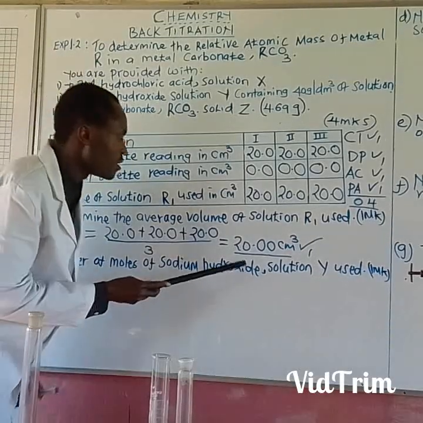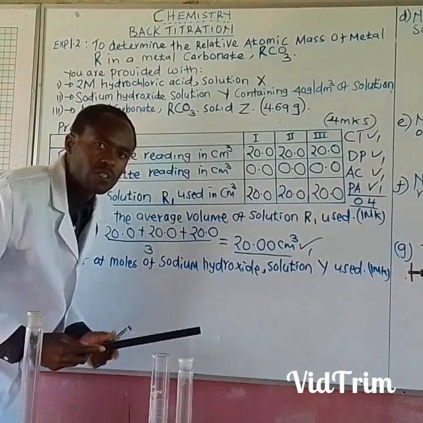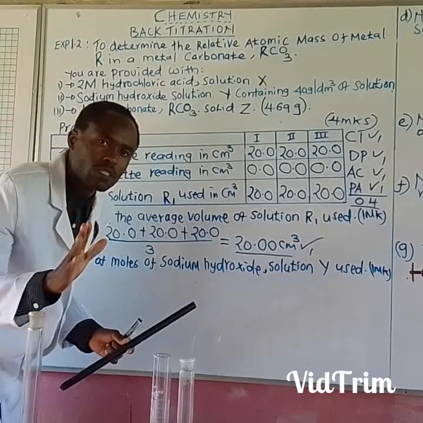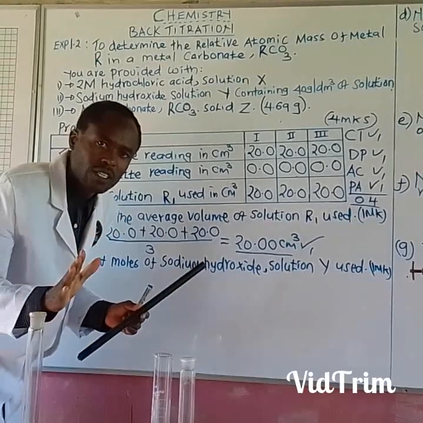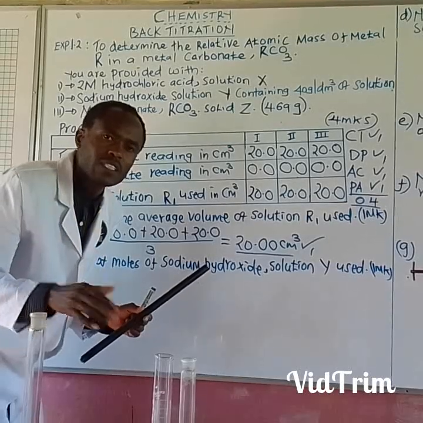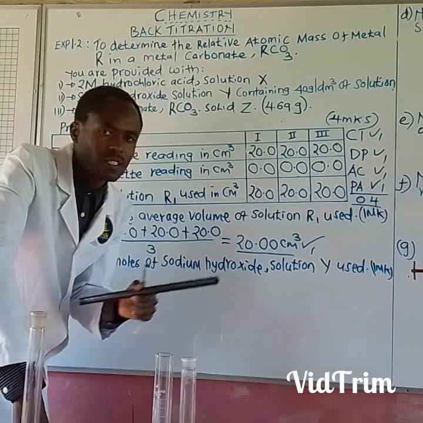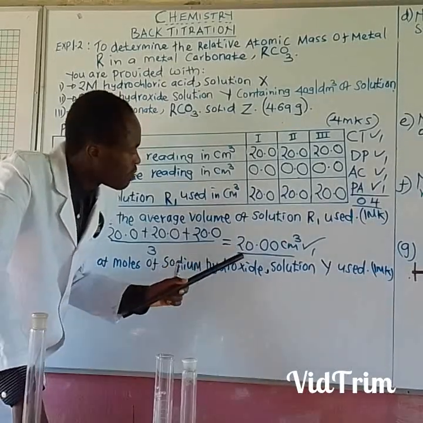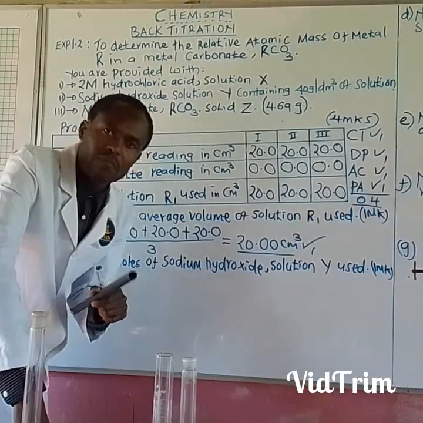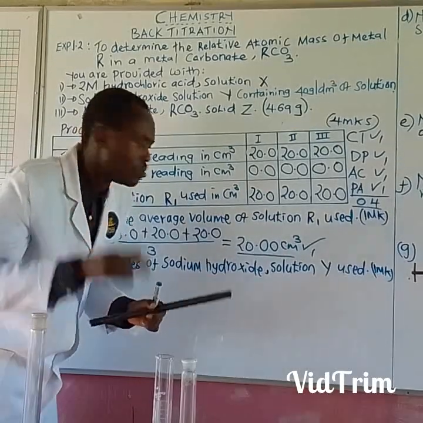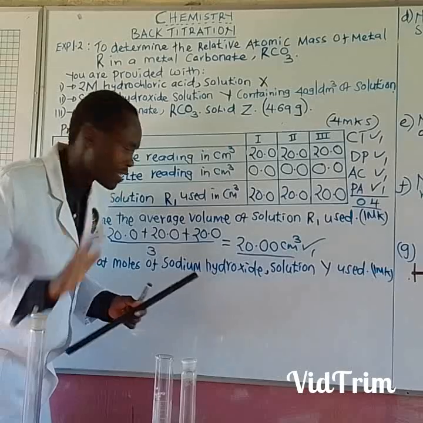It's also advisable that when you calculate the average volume, you use two decimal places for accuracy reasons. If you use one decimal place, it means you are assured of the accurate value. But in your case, maybe you don't have the accurate value, then it's advisable to use two decimal places. Is it okay? Thank you.